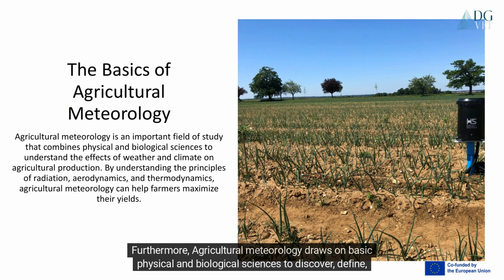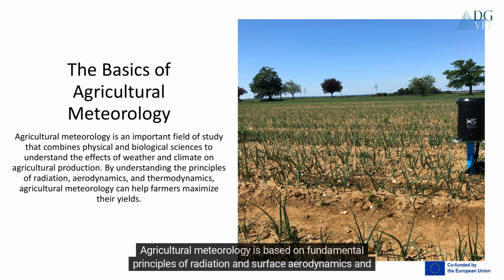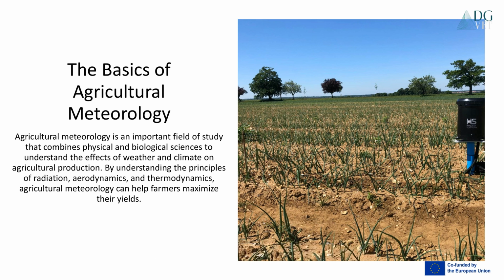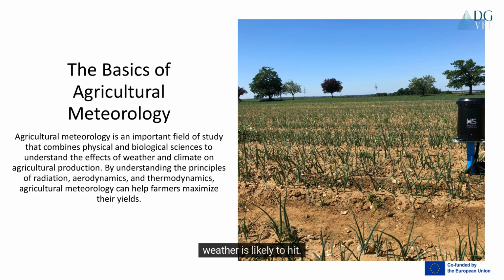Furthermore, agricultural meteorology draws on basic physical and biological sciences to discover, define, and apply knowledge of weather and climate to the production of food, feed, fiber, and bio-based products. Agricultural meteorology is based on fundamental principles of radiation and surface aerodynamics and thermodynamics. For any farmer or professional working in agriculture, the benefits afforded by digital technology can be of huge advantage to crop management. Monitoring local and global weather patterns is critical to helping farmers to prepare for the worst when extreme weather is likely to hit.